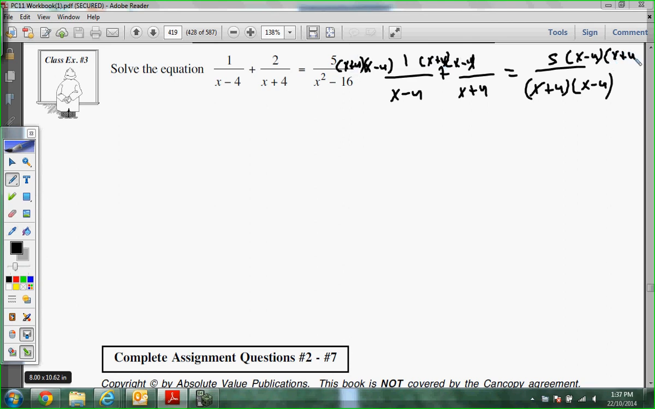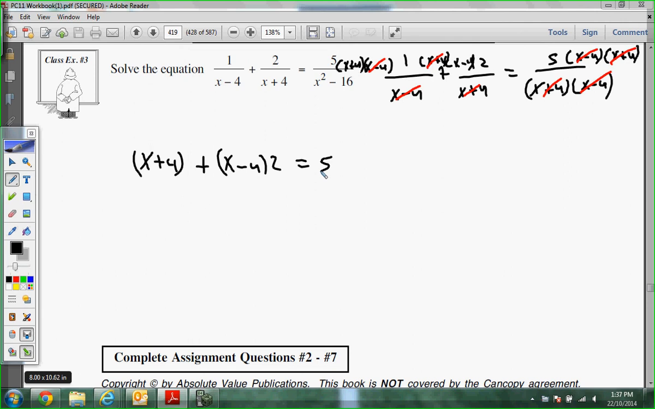And then here. And so now, I think the neat part is that this cancels, so we have no fractions now. What we have left, if you can see it there, I know it's really small, is x plus 4 times 1, which is just x plus 4, plus x minus 4 times 2, this is a 2 here, and on the other side is just equal to 5. So really, that kind of made it look nice. It's not very hard from here.